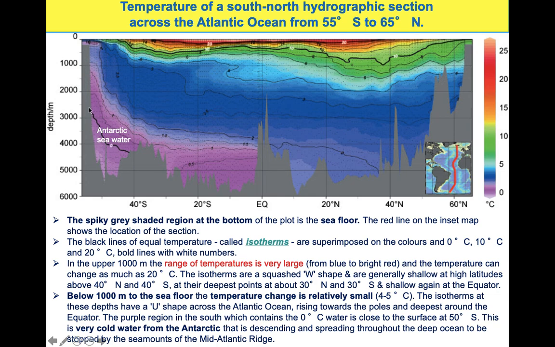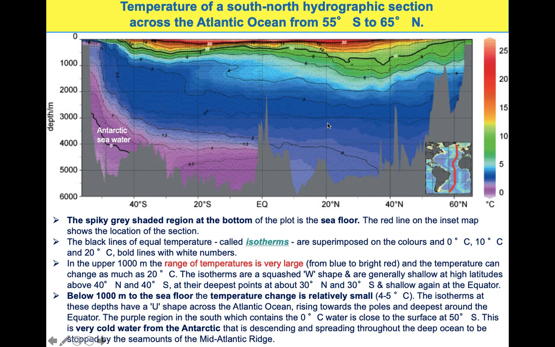In the upper 1,000 meters in the Atlantic Ocean, temperature changes are very rapid. As you see here, the isotherms are clustered together, compressed together, because that means that with little depth, the temperature is changing very rapidly. But as you go deeper, you realize that the distance between the isotherms is opening up and much wider. That means that with depth, temperature changes in the Atlantic Ocean are really not significant.